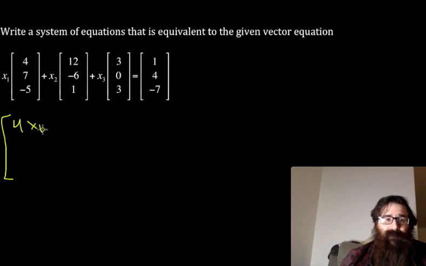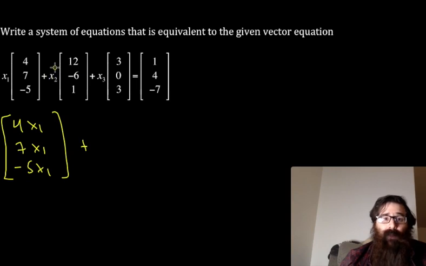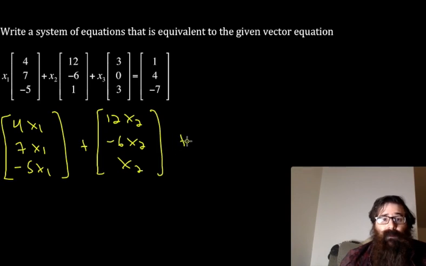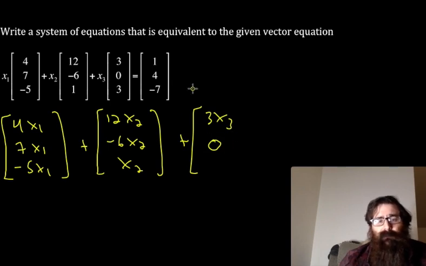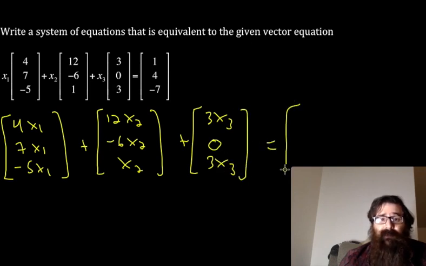So I get 4 times x sub 1, 7 times x sub 1, negative 5 times x sub 1. And I want to add to this, now I have this next vector, I want to bring x sub 2 in, multiplying it to all entries like a scalar weight. So I get 12x sub 2, negative 6x sub 2, I get 1x sub 2. And then you guessed it, I want to bring x sub 3 in to this next vector, so 3 times x sub 3. 0 times x sub 3 is really just 0, so I could write it as 0x sub 3. It makes no difference, really. And then another 3 times x sub 3. And then equals, and then here I have this next vector, 1, 4, minus 7.